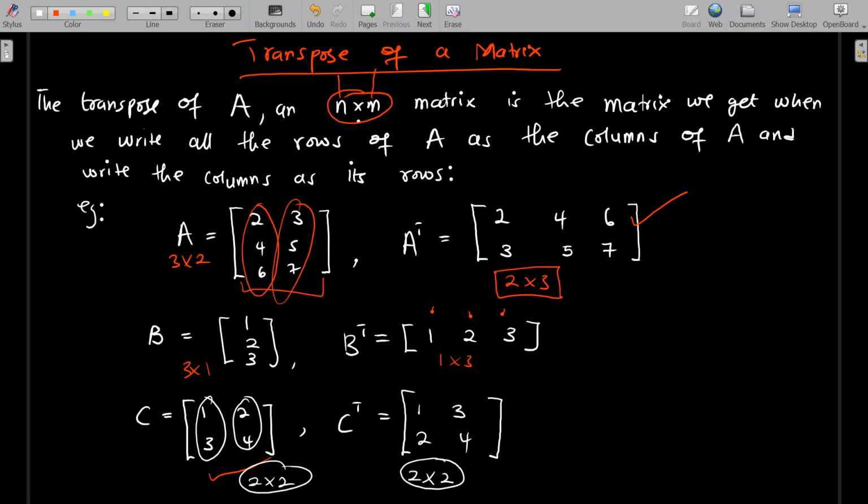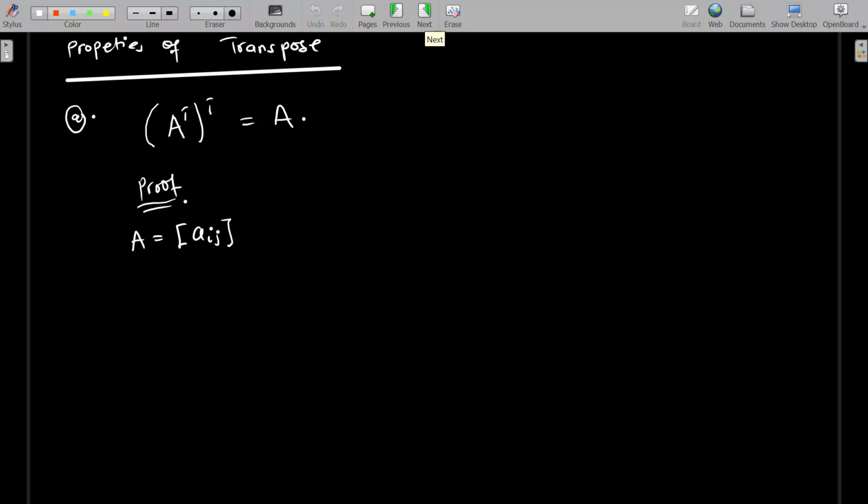So what I'm going to do is go through some properties of transposition of matrices and how to prove them, okay? So the first property is that A transpose transpose is equal to A. And I want to write a proof for this.